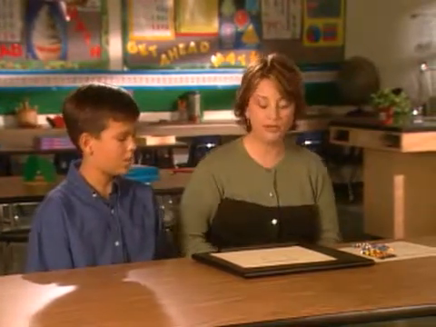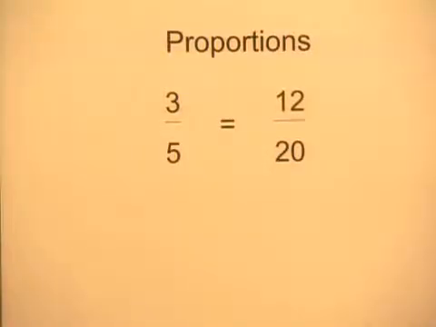A proportion is used to show how two ratios are equal. For example, here we have 3/5 and 12/20. Those are equal fractions, which means that they're a proportion. We can use proportions to find out lots of things.